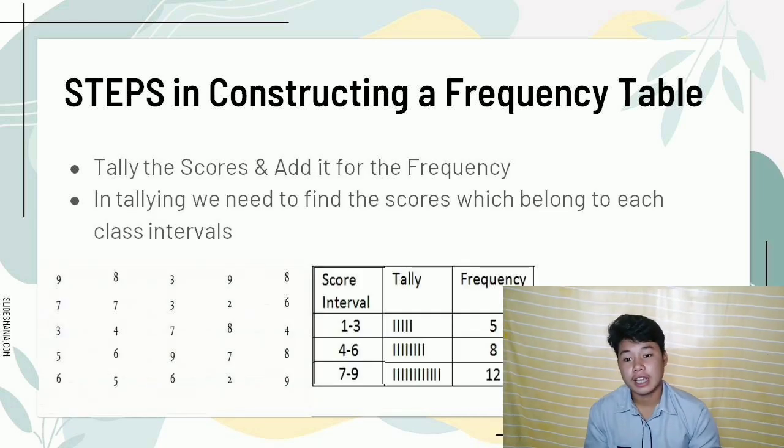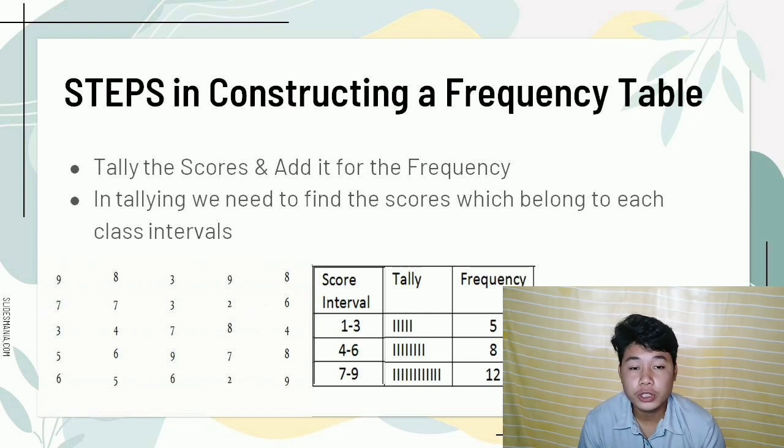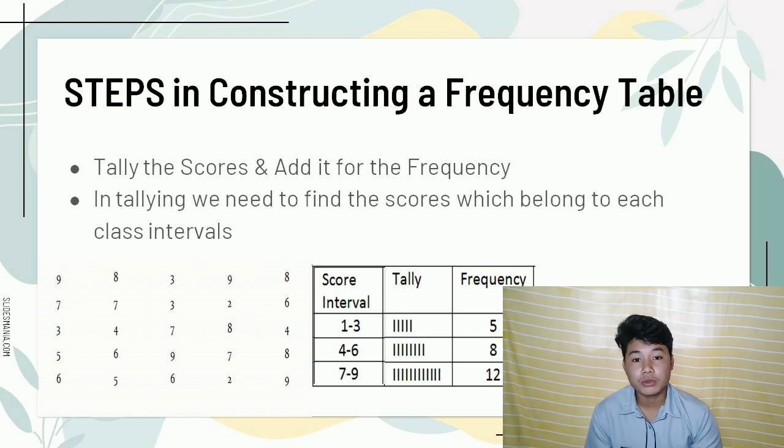So the fourth step is to tally the scores and add them for the frequency. In tallying, we need to find the scores which belong to each class interval. According to our raw data, there are 5 students whose scores belong to our first class interval, 8 students whose scores belong to our second class interval, and 12 students whose scores belong to our third class interval.